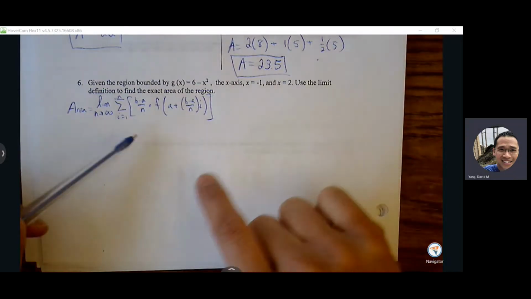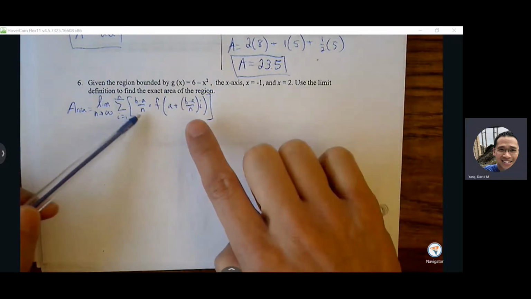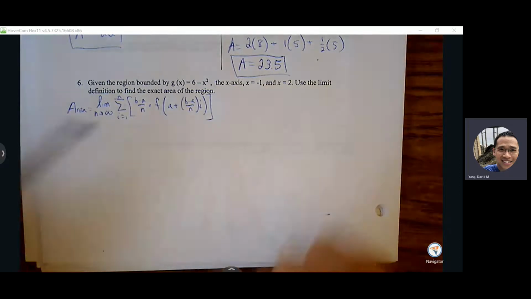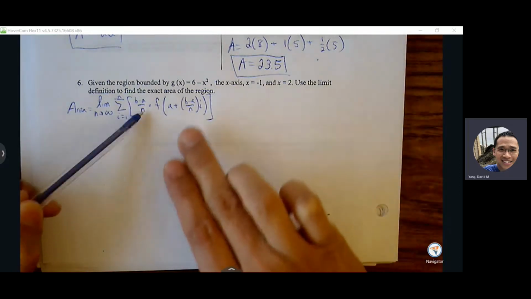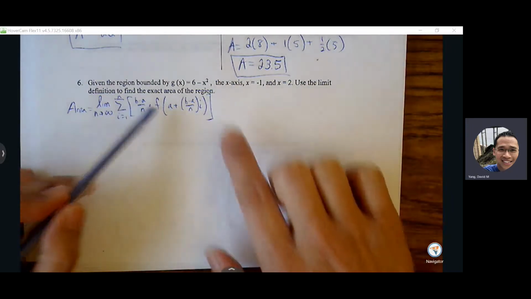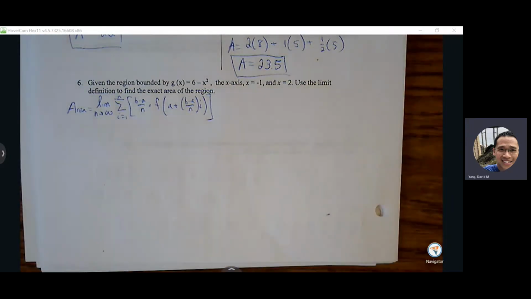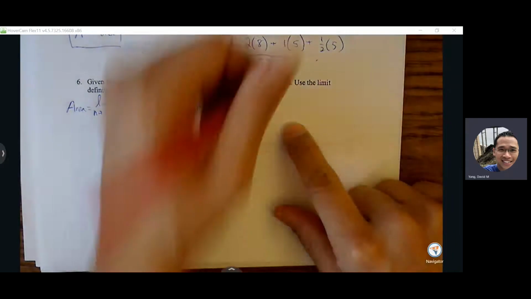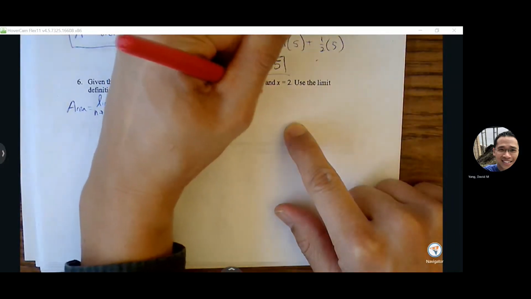All right, so limit definition of area. First thing we start off with is just trying to get our a and b value and trying to insert all those pieces into our formula. Okay, so just trying to replace all the a and b values. Your a is going to be your left endpoint. Your b is going to be 2.